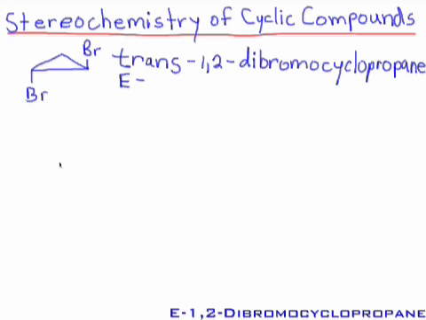What's interesting is I could tip this molecule on its side. If I drew it on its side, it's the same thing. I could put the H's in. Whether I draw it on its side or straight up and down makes no difference. So this is still trans-1,2-dibromocyclopropane, just on its side.